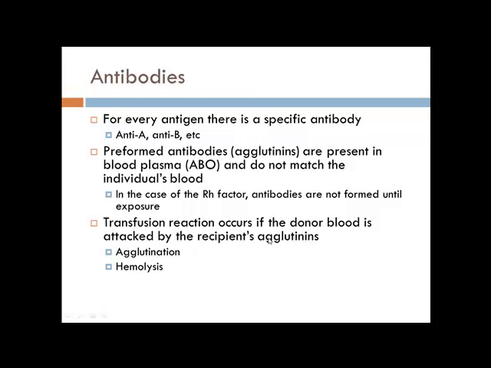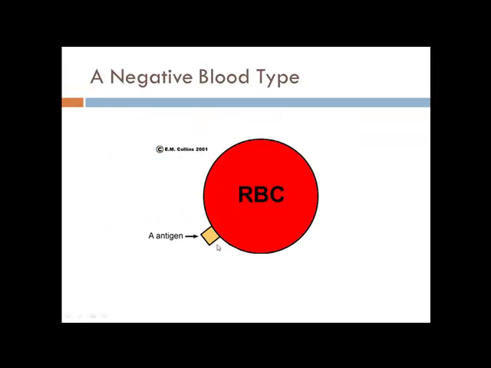With antibodies, with every antigen, there's going to be a specific antibody that can attack it and connect to it and interact with it. You have these preformed antibodies, agglutinins, that are present in your blood with your ABO blood typing. They will not match your individual's blood. With the Rh factor, you don't have those antibodies formed until you are exposed to it. So what do I mean? If I'm type A blood, A negative blood, I'm born with the A antigen on the surface of my blood cells. Therefore, I will not have antibodies against this in my plasma, otherwise it's going to cause issues.